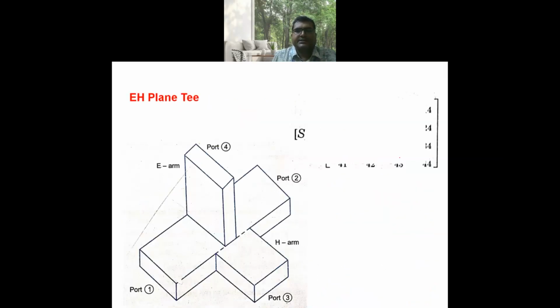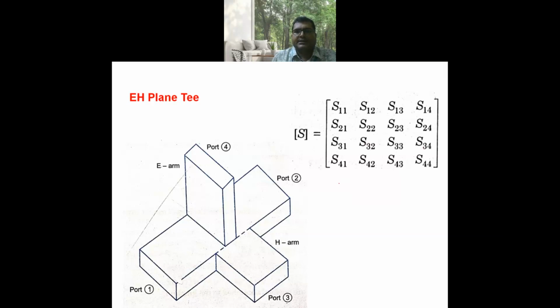Here the E-H plane T junction is a 4-port device, so the S matrix is of the order of 4 by 4. That is, it runs from S11 to S44. Always port 3 is the H-arm and port 4 is the E-arm. And here it obeys the properties of the H plane T and E plane T.